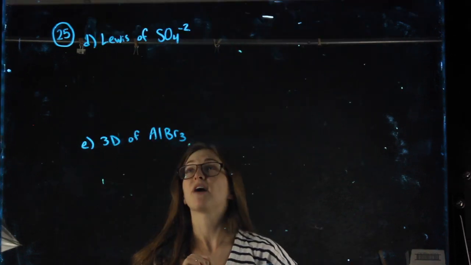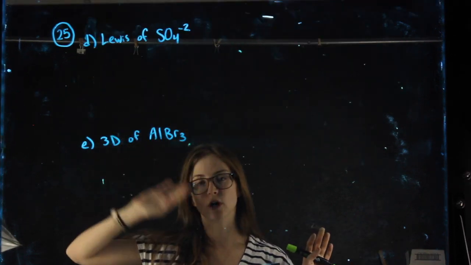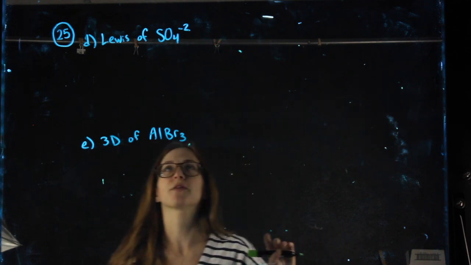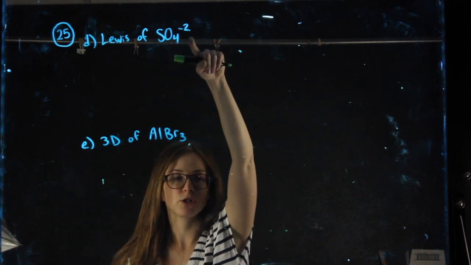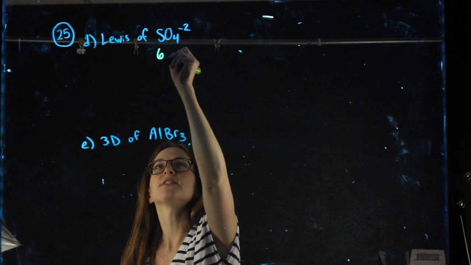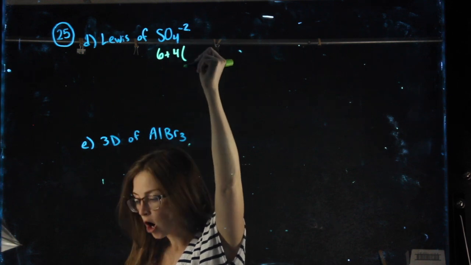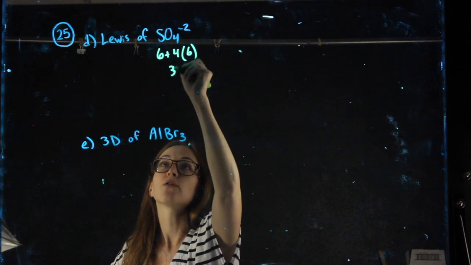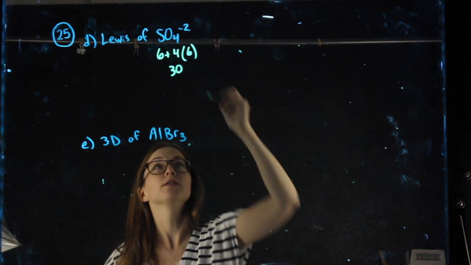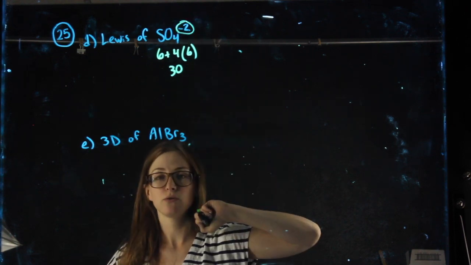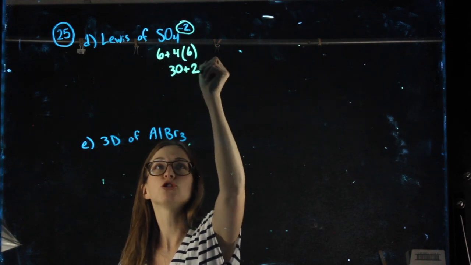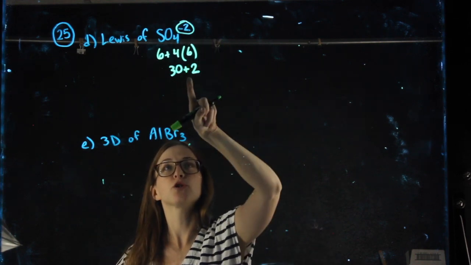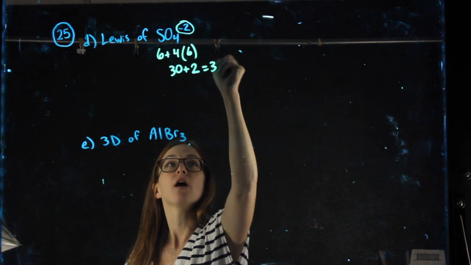Continuing on with number 25, part D just wants the Lewis structure, so once I draw it, I don't have to do anything else with it, for SO4 minus 2. Sulfur is in the 6th column. Oxygen is also in the 6th column. So that would appear that we have 30 electrons. But the minus 2 means I have to add 2 more electrons. It's negatively charged, so we have extra electrons.